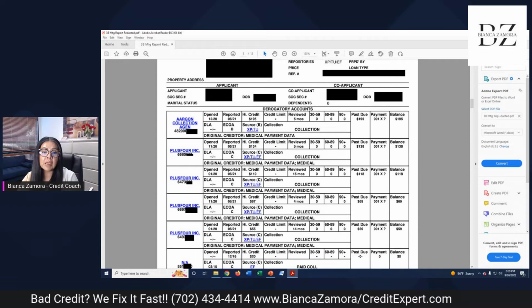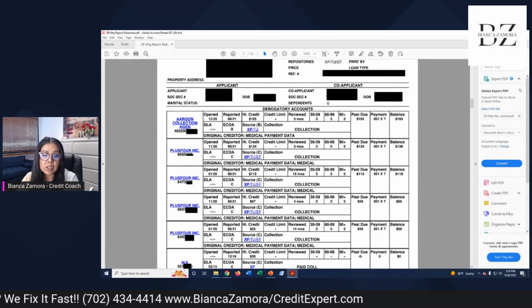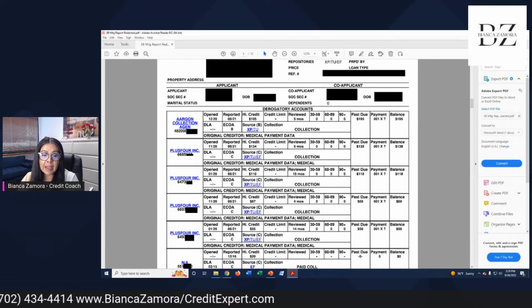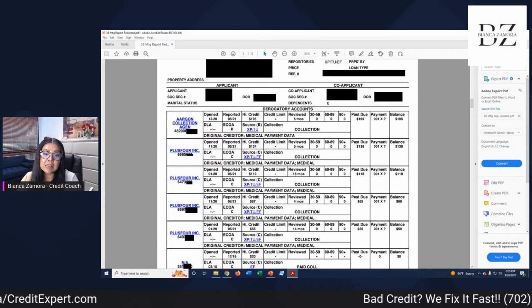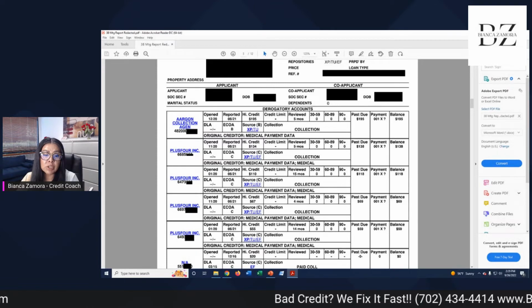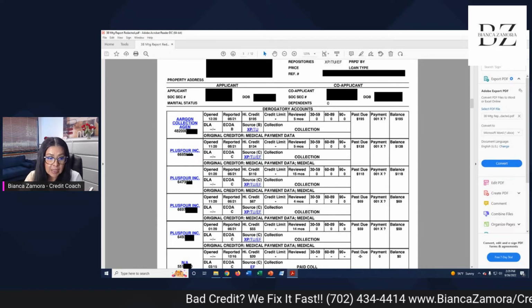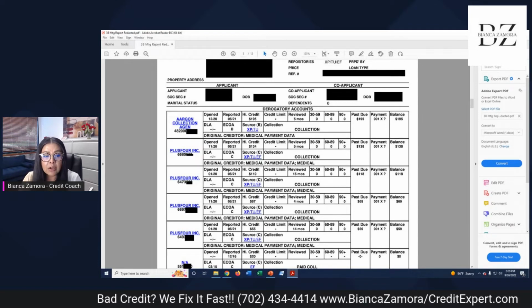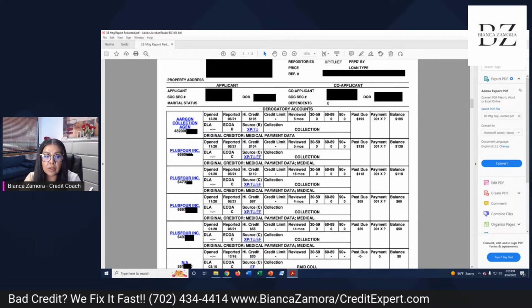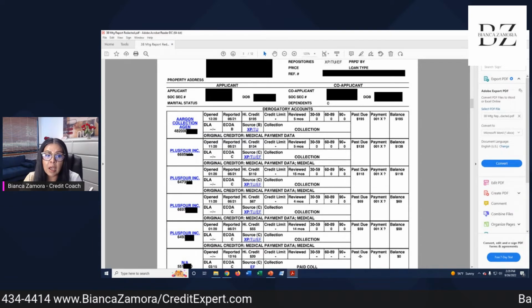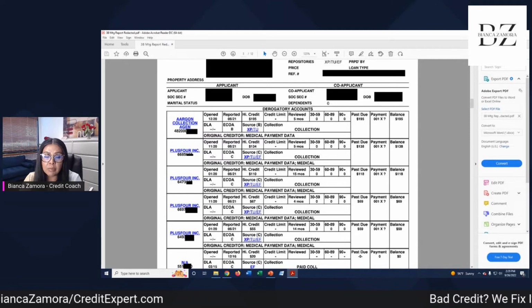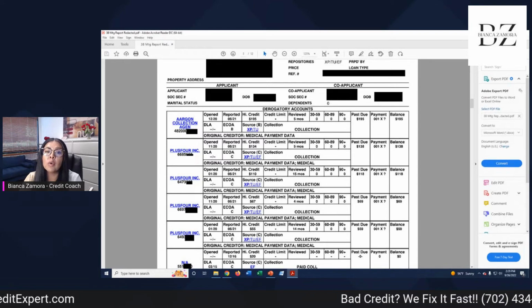The next little section here is talking about the status of the account, right? So this one is saying collection, just a standard collection. Below that, it actually gives you original creditor information. As you can see, it says medical payment data on this particular report. Now, why is that? Some people might say, oh, this is inaccurate. It doesn't list the full information. Well, HIPAA laws actually prevent the exact information from being disclosed on a credit report.